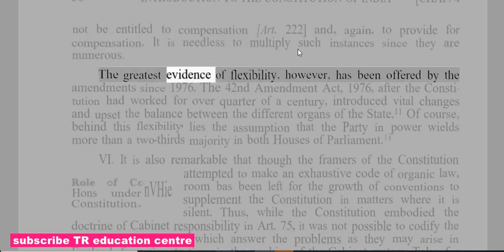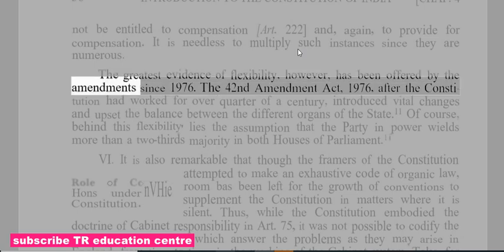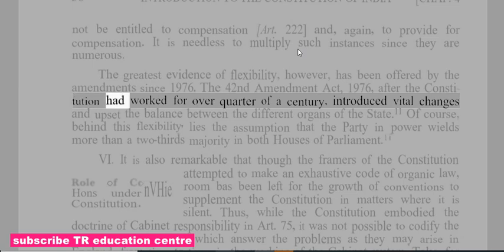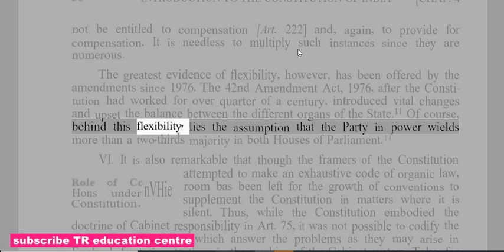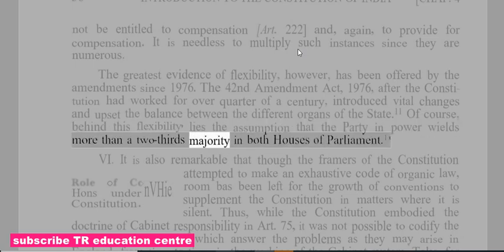The greatest evidence of flexibility, however, has been offered by the amendments since 1976. The 42nd Amendment Act, 1976, after the Constitution had worked for over a quarter of a century, introduced vital changes and upset the balance between the different organs of the state. Of course, behind this flexibility lies the assumption that the party in power wields more than a 2/3 majority in both houses of Parliament.